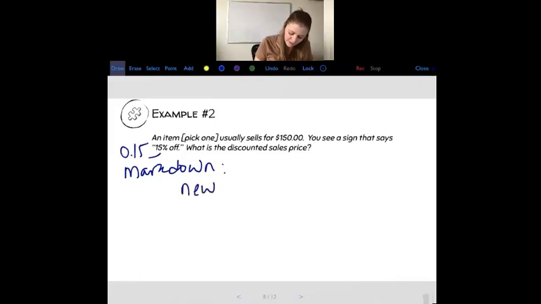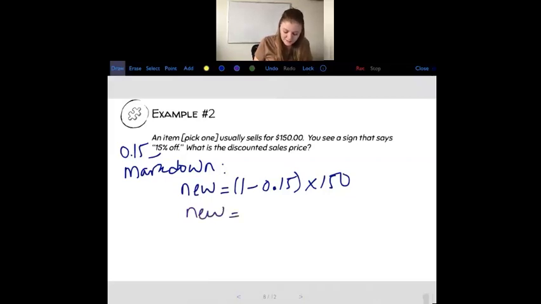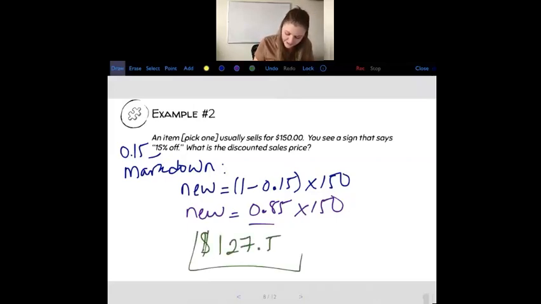So our new value is going to be equal to 1 minus 0.15 times 150. So new is equal to 1 minus 0.15 is 0.85 times 150. Again, if something is 15% off, you're paying 85% of the original. So that's where this 0.85 comes from. Put this in our calculator, and we get 127.5. So our answer makes sense. It should be lower than 150.